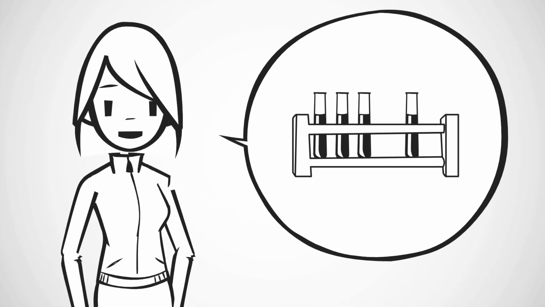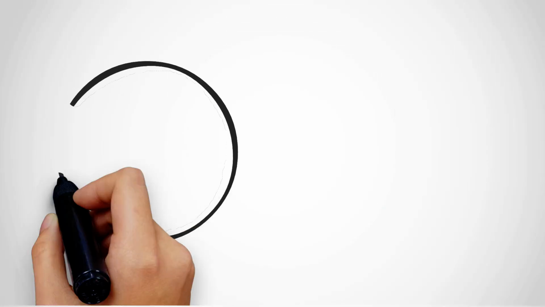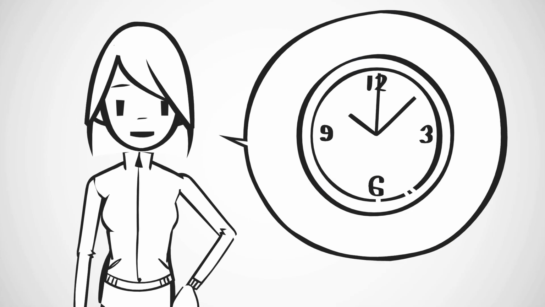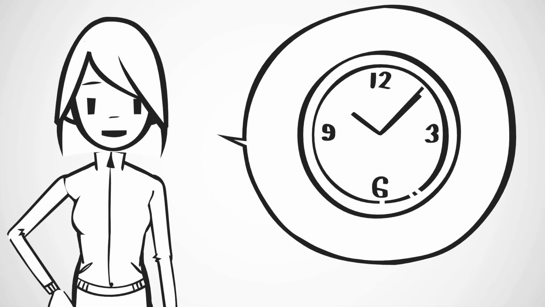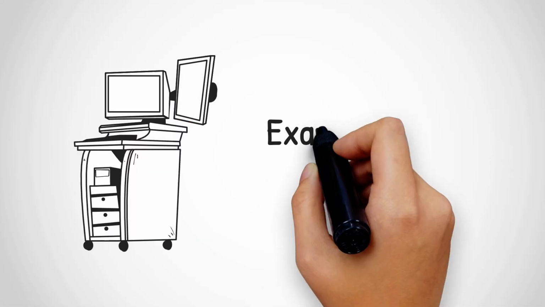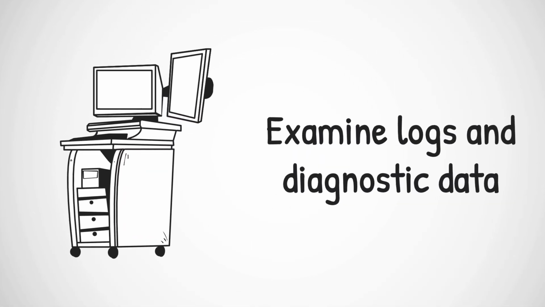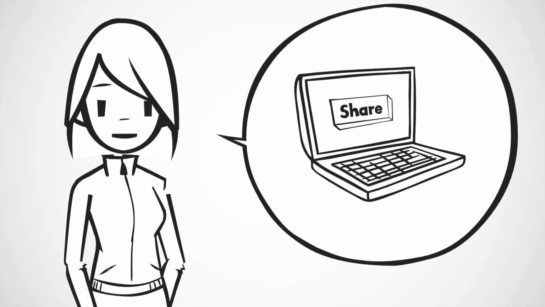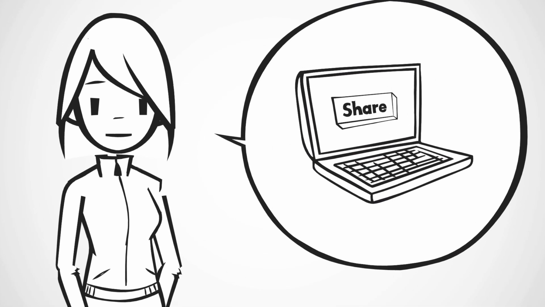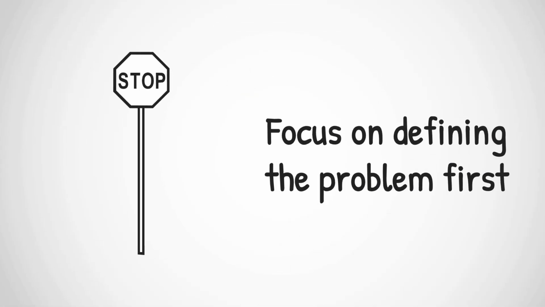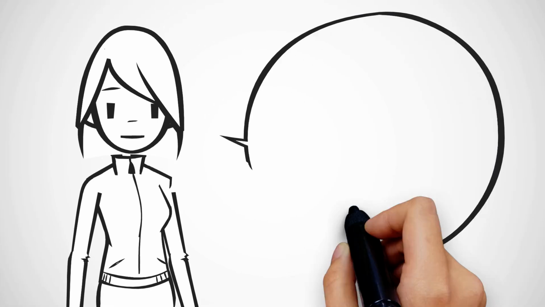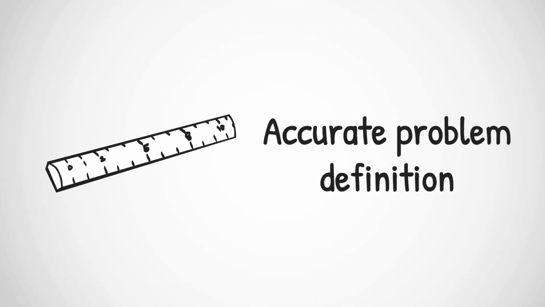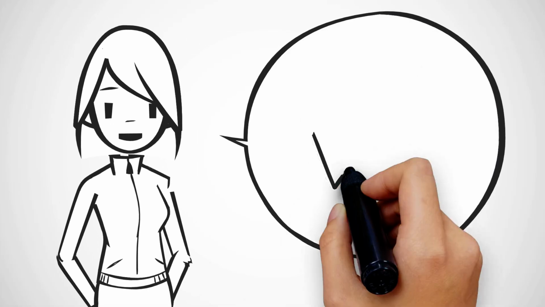Whenever it is safe to do so, try to reproduce the issue. Replicating the problem can help you understand when it occurs and what conditions may be causing it. You should also examine system logs, diagnostic information, error codes, and hardware indicators. At this stage, the goal is not to fix the problem. The goal is to define it accurately.